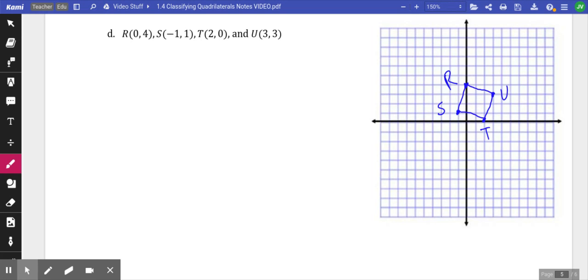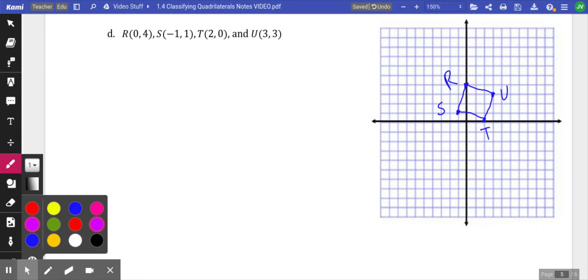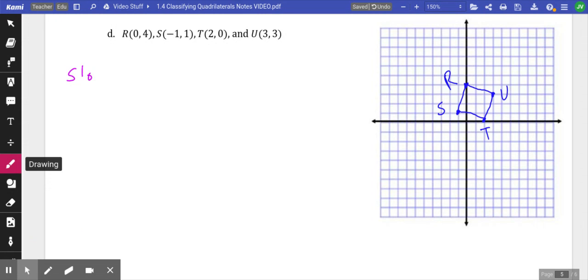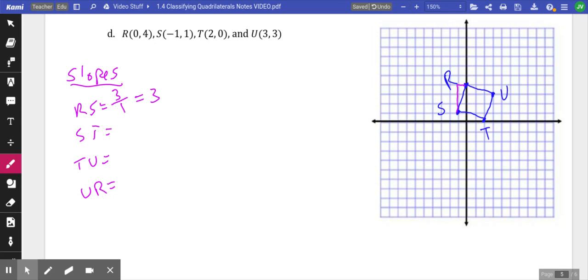But we're going to go ahead and prove this mathematically by finding the slopes of all of those line segments and also the distances. So let's focus on the slopes first. Let's do RS, then we'll do ST, TU, and UR. To find the slope for RS, I'm going to start at S and go to R. I'll go up 3, right 1. So up 3, right 1 is 3 over 1 for a slope of 3.